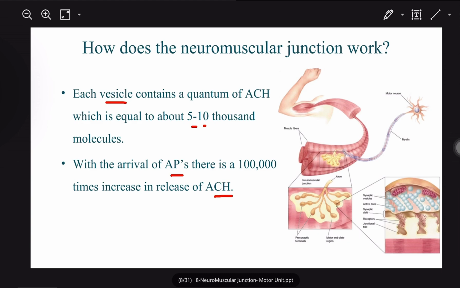If we remember, this is our motor neuron, this is the axon, and this is the myelination. It goes all around and goes to the muscle fiber. Inside the muscle fiber, this is the axon, and this is a magnification. We have a neuromuscular junction. We have the presynaptic terminal here, and then the motor end plate region. We call it the motor end plate region because it's a muscle.